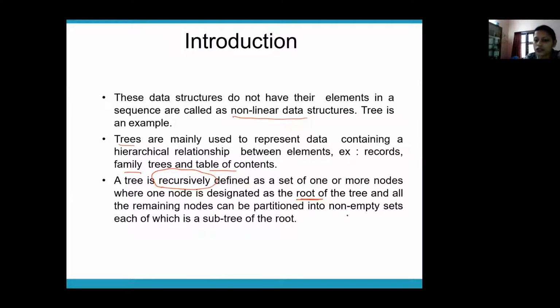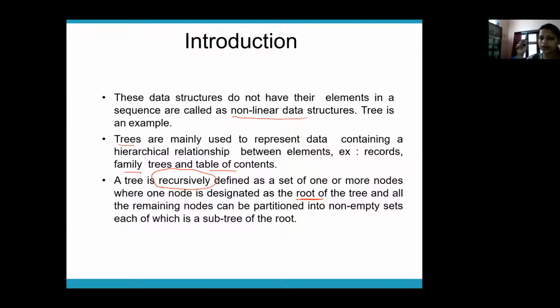and all the remaining nodes can be partitioned into non-empty sets, each of which is a subtree of the root. So you will have somebody who's called the root of the tree, and all the remaining nodes can be partitioned into sets, not necessarily two sets, which are called subtrees of the root. Okay, we'll understand this when we see the diagrammatic representation of a tree. So you can say a tree can be recursively defined as one or more nodes, where one node is the root of the tree, and all the remaining nodes can be grouped or partitioned into sets, which are called the subtrees of the root.